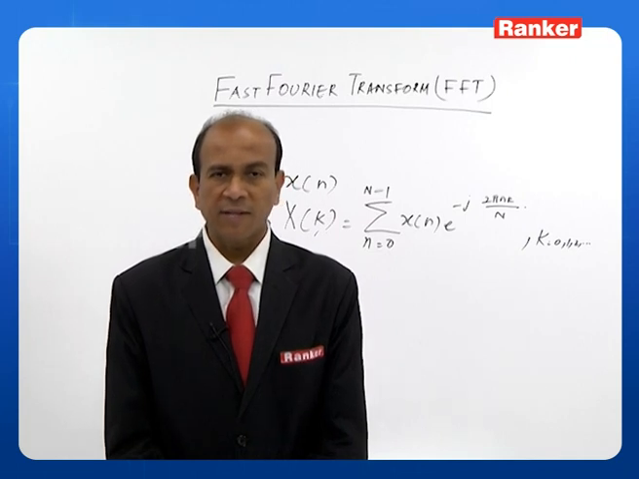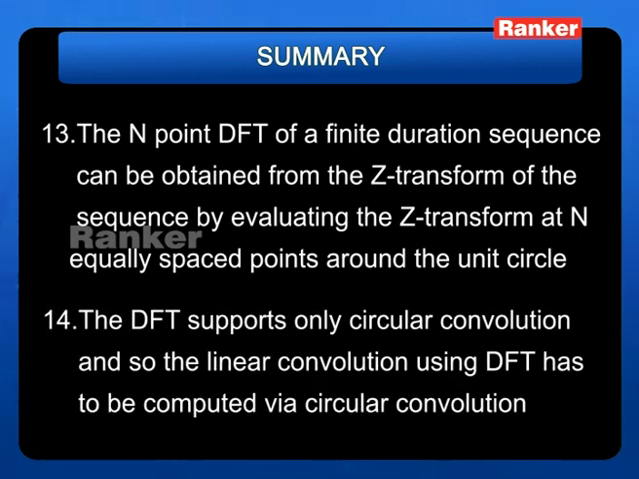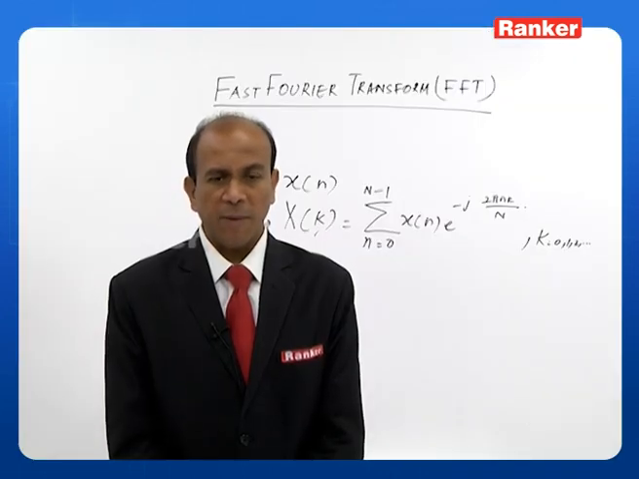So let us understand this a little more. What does this point say? The N-point DFT of a finite duration sequence can be obtained from the Z transform of the sequence by evaluating the Z transform at N equally spaced points around the unit circle. The 14th point says the DFT supports only circular convolution, and linear convolution using DFT can be calculated only by the method called circular convolution. So this is a very important point you should remember.